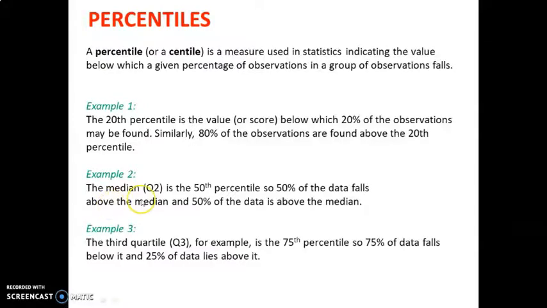Another example, the median then, Q2, is the 50th percentile, because we know it is the 50th data point, or we also know 50% of the data falls below and above the median. Example 3, the third quartile, Q3, is the 75th percentile. We know it falls 75% of the way through the data, so it's called the 75th percentile, because 75% of the data falls below it, therefore 25% of the data lies above it.